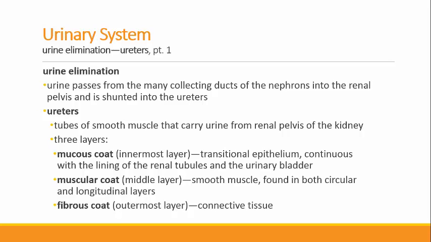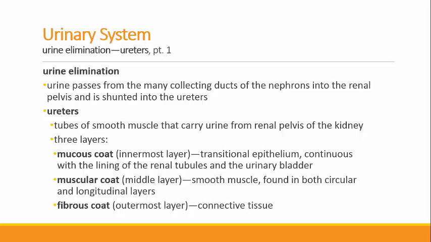The innermost layer is the mucus coat. It is a transitional epithelium so that it can stretch as the ureters are filled with the passing urine. And it is continuous with the lining of the renal tubules. So all the way up the pelvis, this mucus coat extends up the pelvis and into the collecting ducts, all the way into the distal convoluted tubule and beyond. So it's one smooth, continuous lining to the interior of the tubules of the kidney.